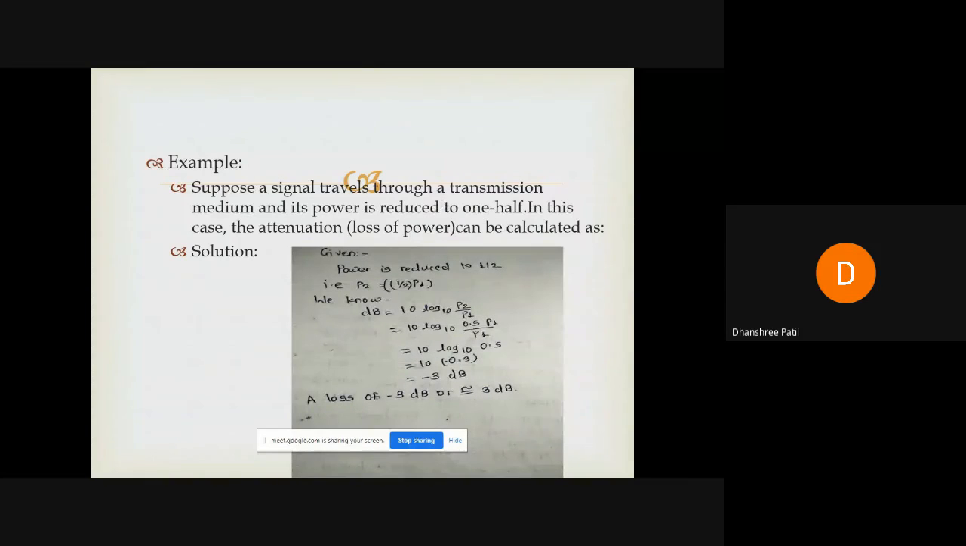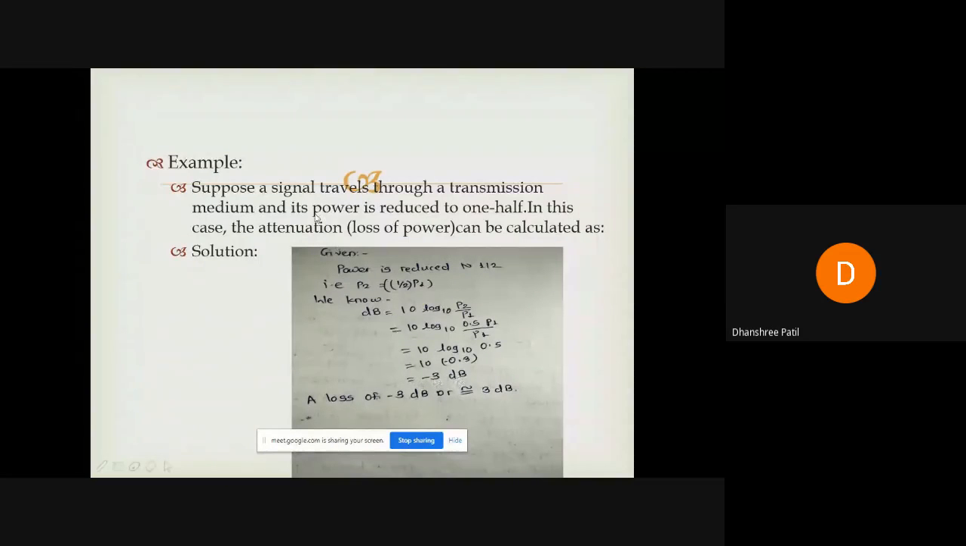How is it calculated? What is given here? Power is reduced to one half. That is nothing but, at the receiver side, P2, the output signal, is one half of the input signal P1. From this we have to calculate the effect of the attenuation. dB equals 10 log to the base 10 of P2 by P1. P2 is 0.5, one half of P1, so 0.5 P1 divided by P1. When you solve this example, you will get minus 3 dB.